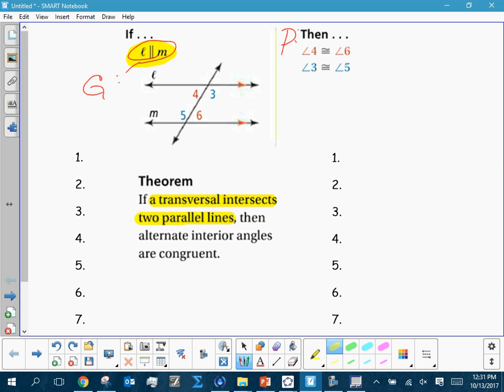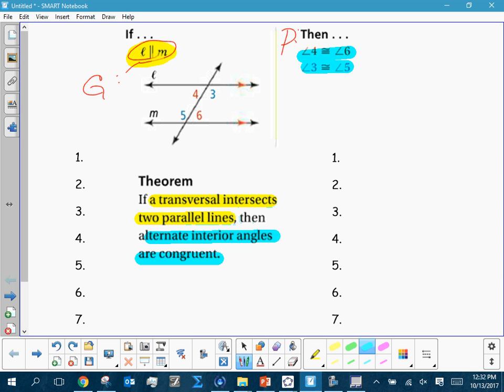A transversal intersects two parallel lines. Well, inside proofs we have to have lines that we can talk about. We've got to name things. So I'm just going to name lines L and M, and I'm going to force the fact that they need to be parallel. That's the if part. That's what we're starting with, right? It then says, then alternate interior angles are congruent. So this here is what my prove statement should say. So I come over here, and I'm proving those two things.